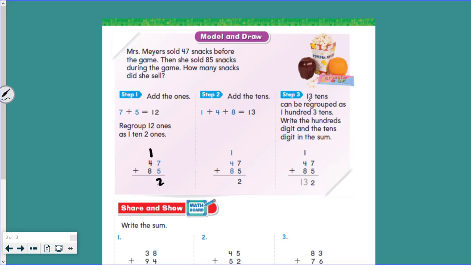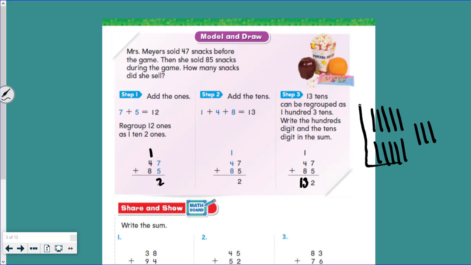So I did step 1. Step 2, add the tens. So we have 1 ten plus 4 tens plus 8 tens. So altogether, that equals 13 tens. So we write, it says step 3, 13 tens can be regrouped as 1 hundred 3 tens. So I put the 100 in the hundreds place, and I put the 3 tens here. Because, let me show you why this is. If I have 13 tens, 10, 20, 30, 40, 50, 60, 70, 80, 90, 100, 110, 120, 130, right?